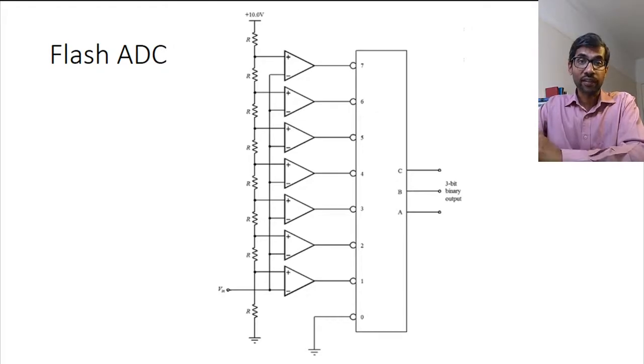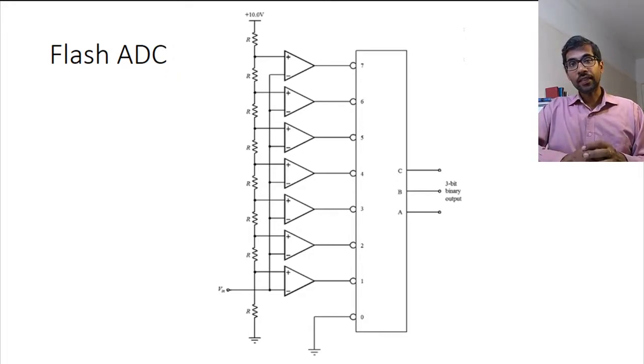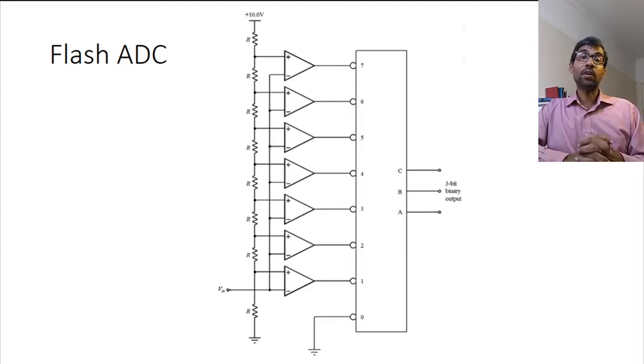The major disadvantage is that you need quite a lot of comparators. For a 3-bit conversion, you require 7 comparators here. Imagine if you had to do an 8-bit conversion, you would require 255 comparators. For a 16-bit conversion, you will require 65,535 comparators. And so, as you can see, the size of your circuit increases exponentially with the number of bits. So that becomes one of the major problems with Flash ADCs.